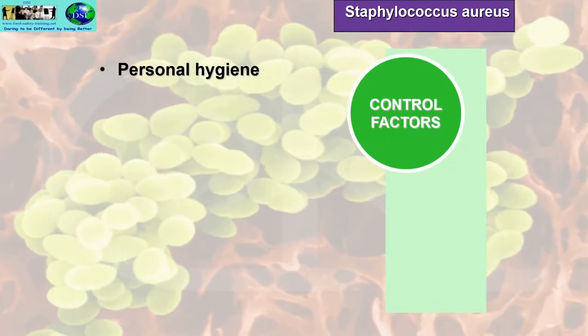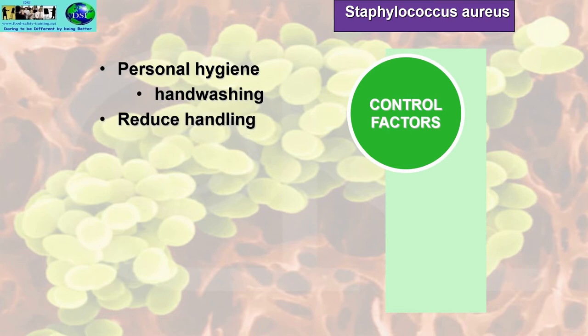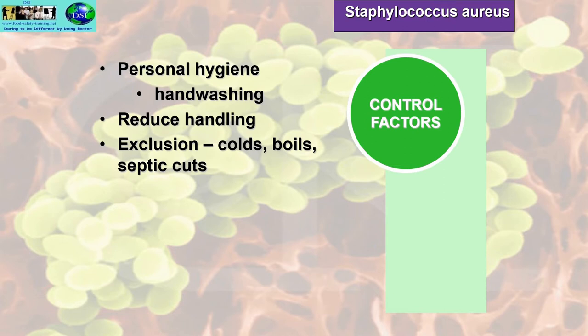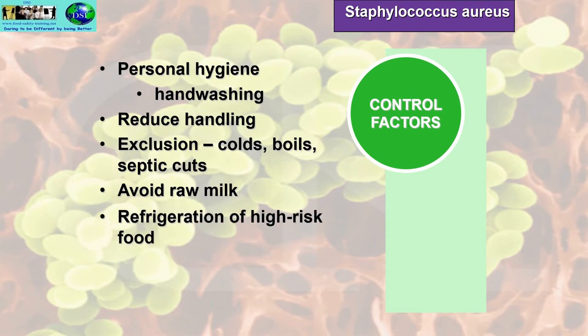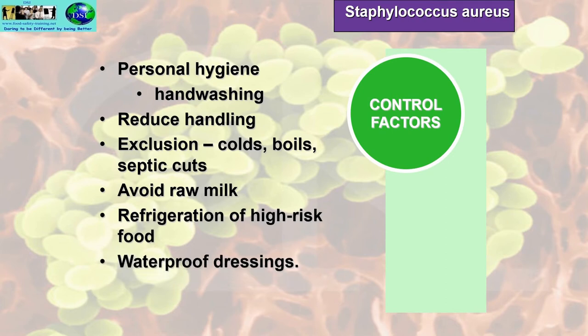Control factors include good personal hygienic practices, hand washing, reducing handling of food, exclusion of staff where they've got colds, boils, or septic cuts. Avoiding raw milk. Refrigeration of high-risk food between 1 and 4 degrees C, preferably 3 or lower. And the use of waterproof dressings, normally the blue plasters in the first instance. The blue is to make sure it can be seen if it falls into food. But the main use of a waterproof dressing is to prevent microbiological contamination going from the cut into the food.